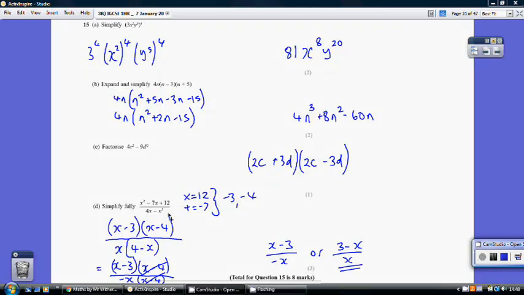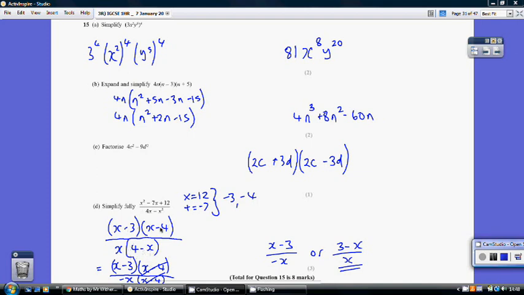Now part D, let's start off by fully factorising the numerator. So what two magic numbers multiply to be 12 but add to be minus 7? That's minus 3 and minus 4. So x minus 3, x minus 4. And then if we just take out the x from the denominator, we get x multiplied by 4 minus x.